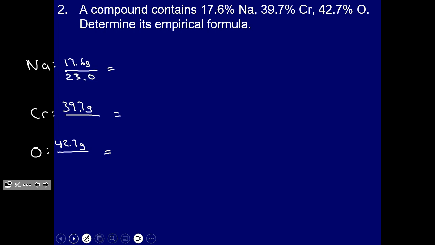23.0. Notice I didn't write grams per mole this time. Now you should, but if you don't, I'm not going to take any marks away. Chromium is what, 51.99, so 52. 52, 16. I will take some of those numbers when you get them.